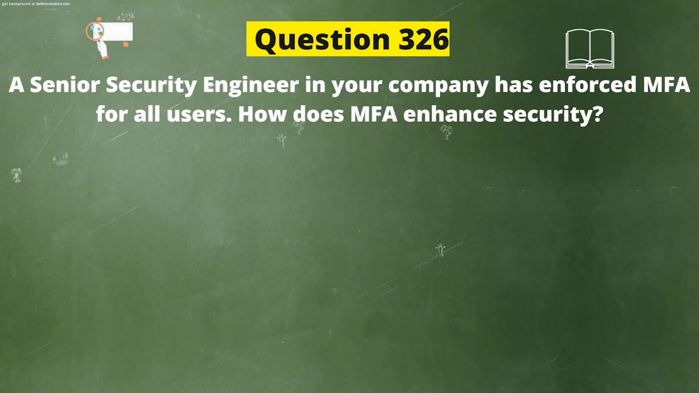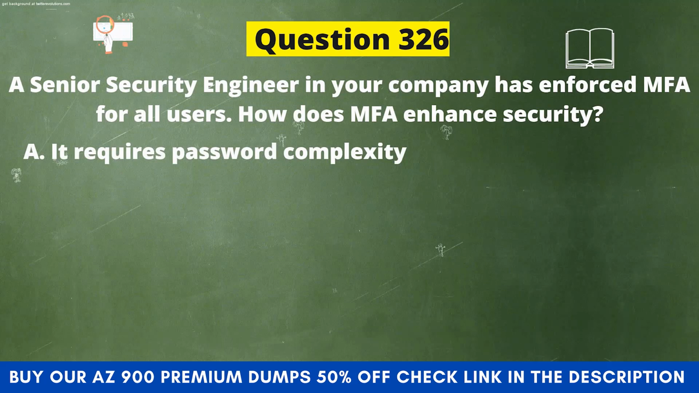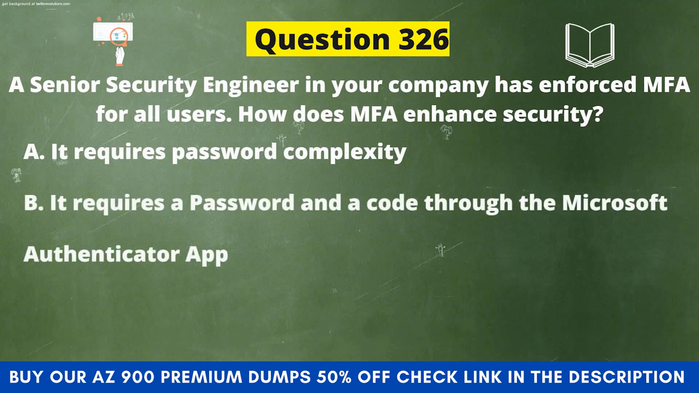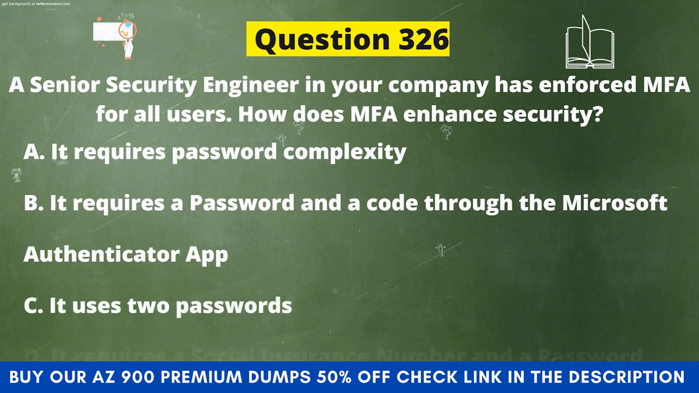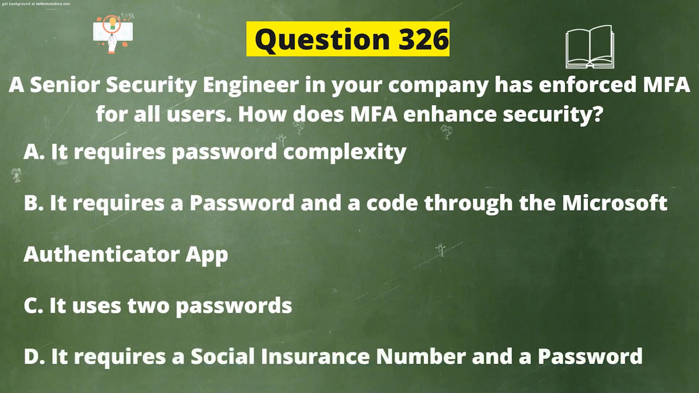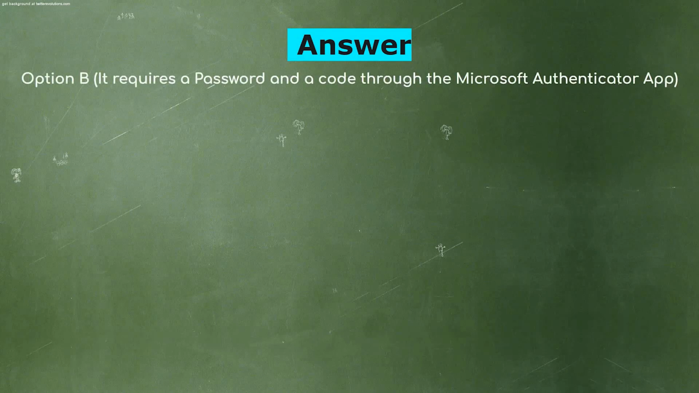Next question. A senior security engineer in your company has enforced MFA for all users. How does MFA enhance security? And the options are A. It requires password complexity. B. It requires a password and a code through the Microsoft Authenticator app. C. It uses 2 passwords. D. It requires a social insurance number and a password. And the correct answer is option B. It requires a password and a code through the Microsoft Authenticator app.